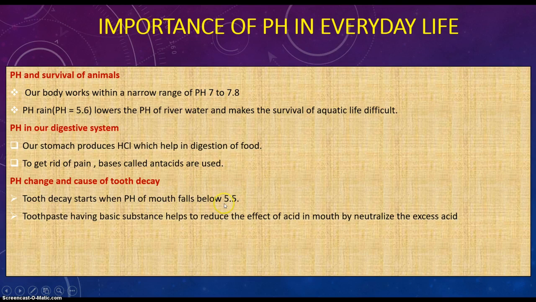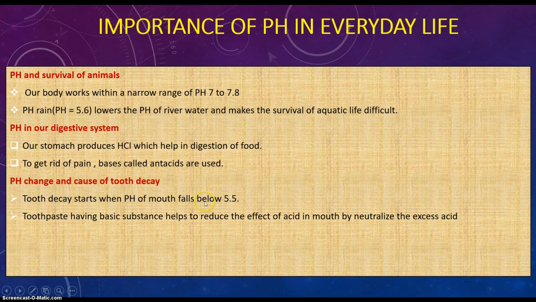That means sometimes we feel some acidity, right? In that case, the pH of our mouth falls down from the value 5.5. In that case, our tooth may decay, right? Because our teeth are made of substances like calcium phosphate, which is a basic substance that reacts with the acid of our mouth when the pH of our mouth falls below 5.5.